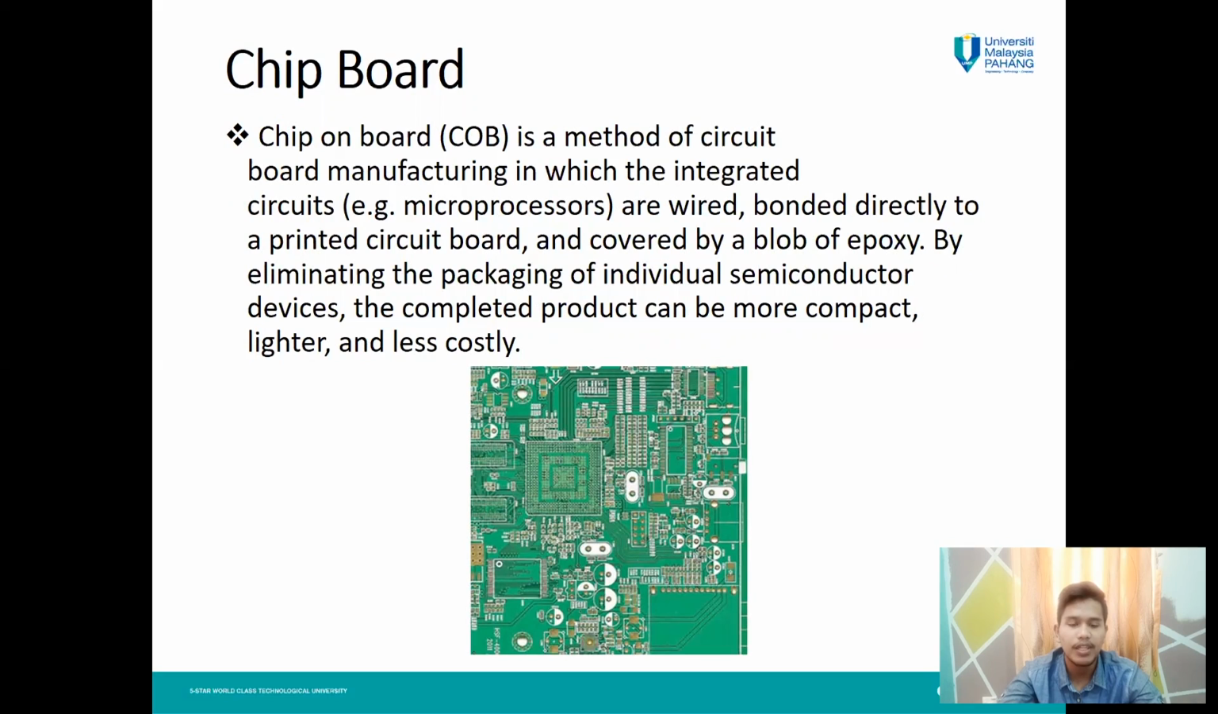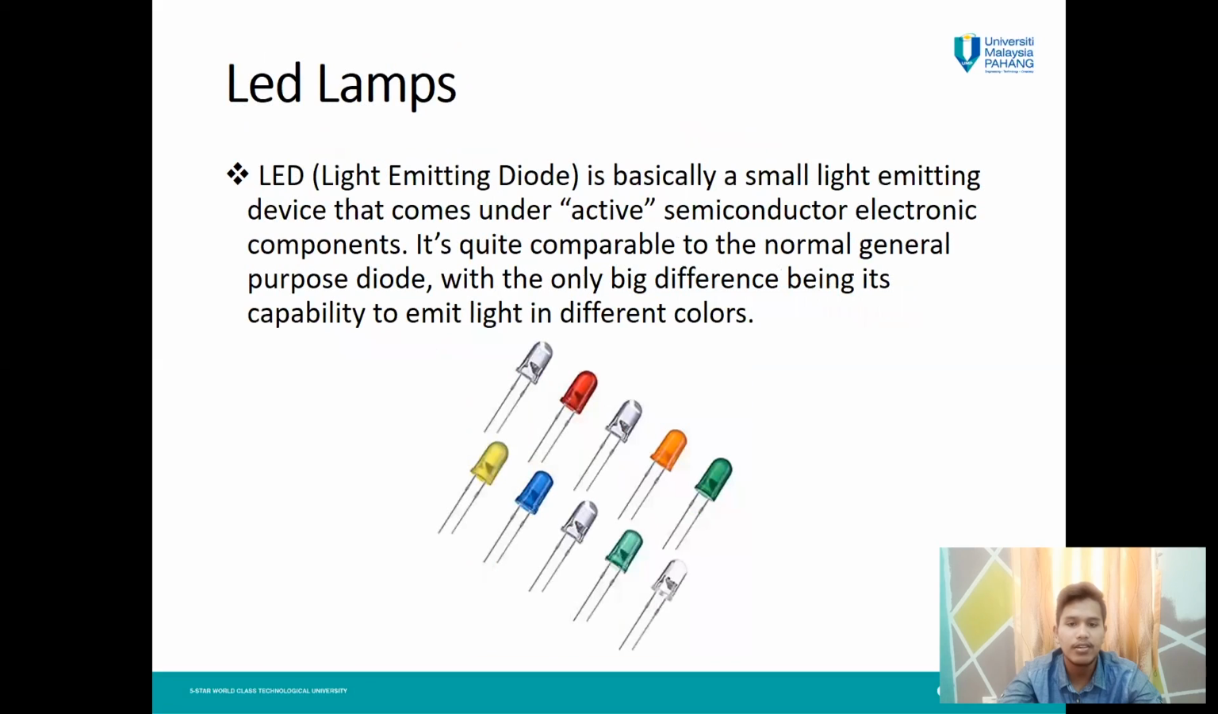Second component is chipboard. Chipboard is a method of circuit board manufacturing in which the integrated circuits are wire bonded directly to a printed circuit board by eliminating the packaging of individual semiconductor devices. The complete product can be more compact, lighter and less costly. In some cases, chipboard construction improves the operation of radio frequency systems by reducing the inductance and capacitance of integrated circuit leads.